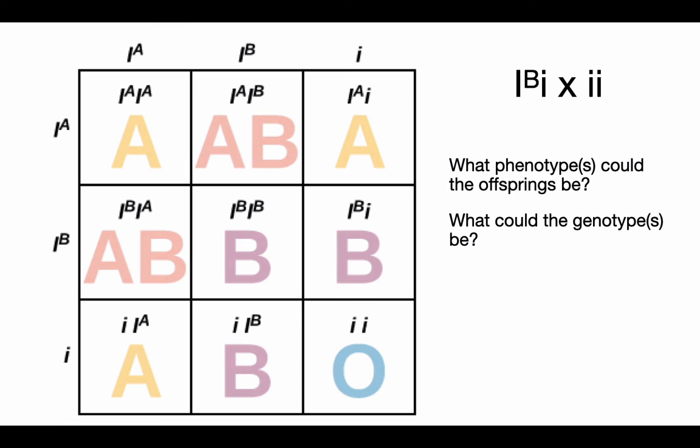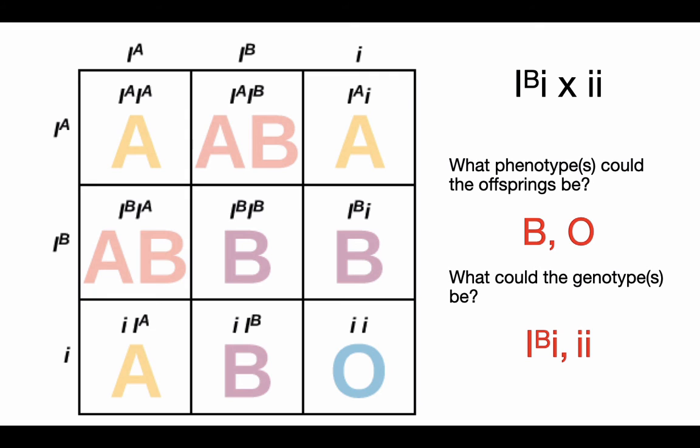Question number 5. What possible genotype and phenotype would you get if you crossed big I^B, little i, with little i, little i? Go ahead and answer. And let's take a look at what it could be. First parent, big I^B, little i. So you get big I^B, little i.